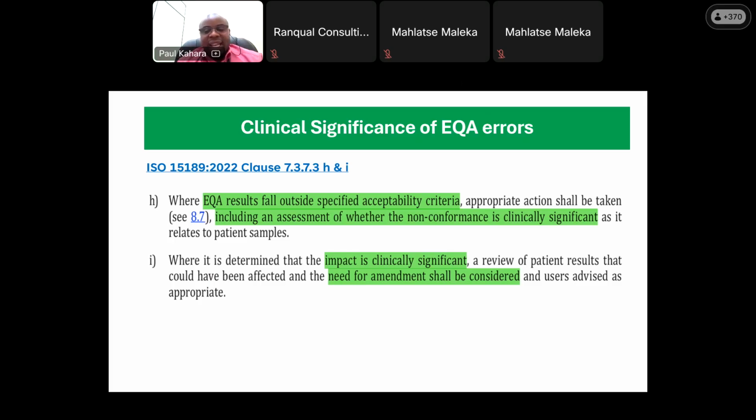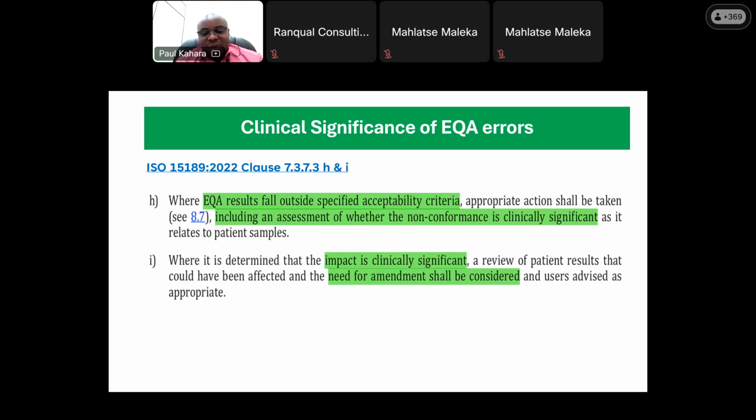Just imagine, you have done an EQA today. You submit your results to the EQA provider. Then they take about 7 days to give back your reports, only to realize after 7 days that you are actually failing. The results you gave out were out of range. The standard is telling us that we need to go back and check.